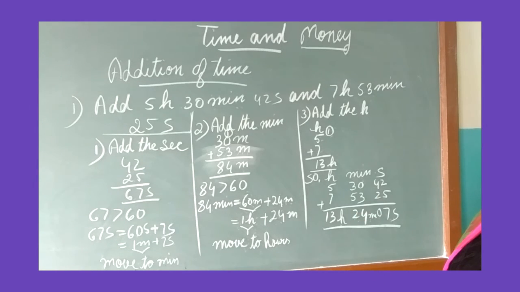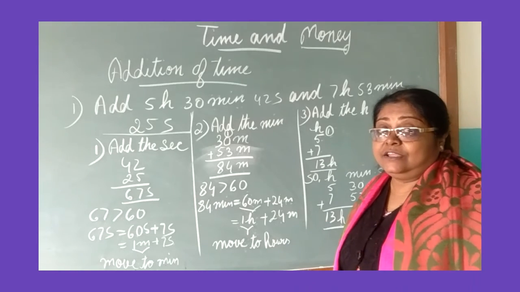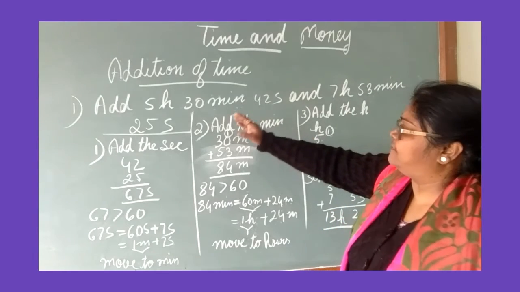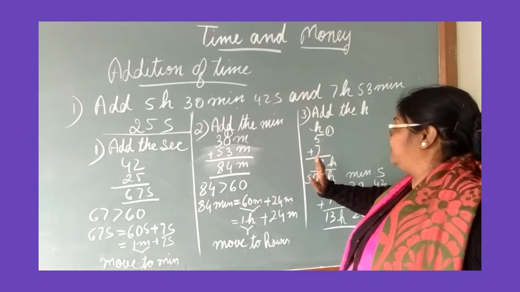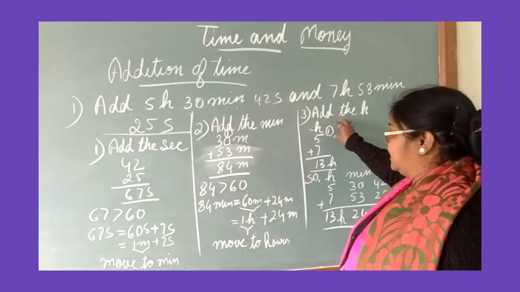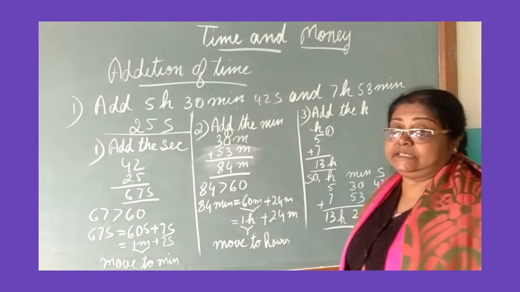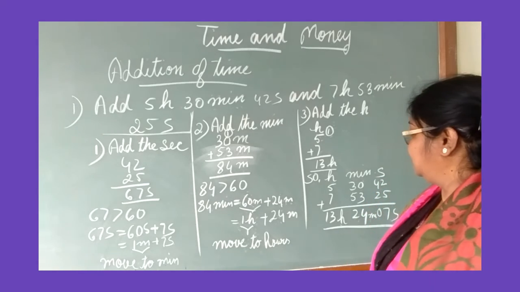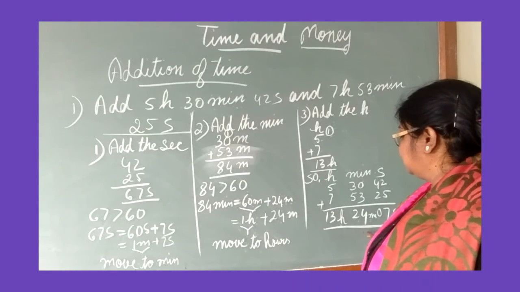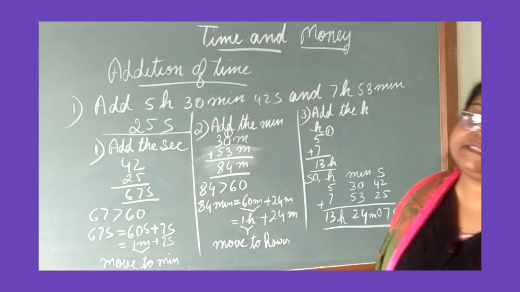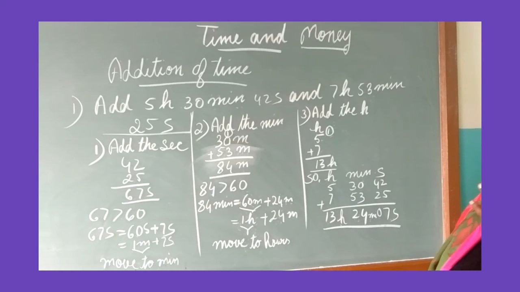Now lastly, finally you will add the hour one. It is given 5 hour and 7 hour. We will add them, and this 1 hour will also be added in hour. What are you getting here? 13 hour. Okay, is it clear? So the answer is 13 hour, 24 minute and 7 second.